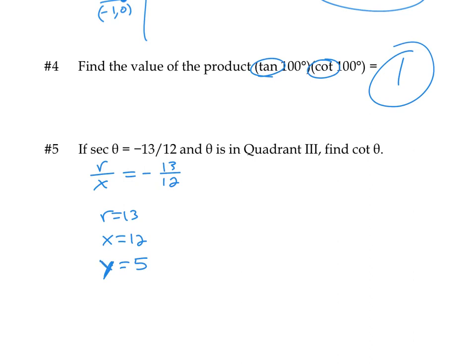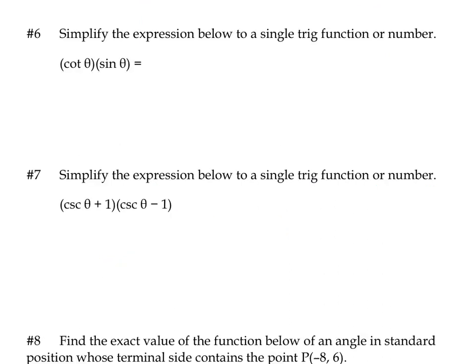All right. And we're in quadrant 3, we want to find cotangent. So cotangent is x over y. So we take our x value of 12, our y value of 5, and in quadrant 3, it's going to be positive because we'd actually have a negative x and a negative y. So we have positive 12 over 5 for the cotangent ratio in quadrant 3 that goes with the secant of negative 13/12.